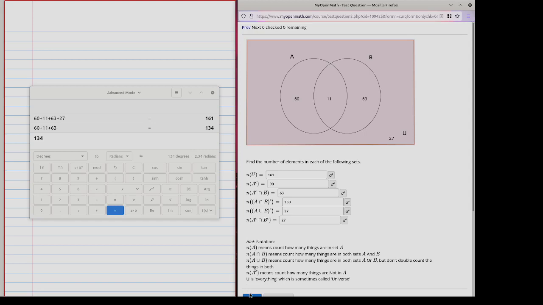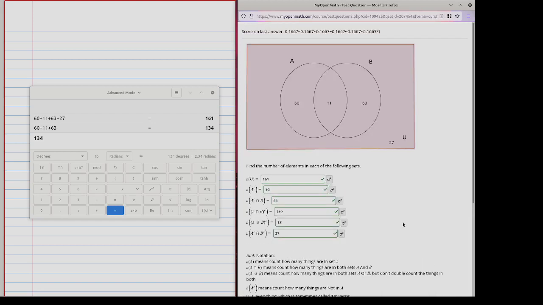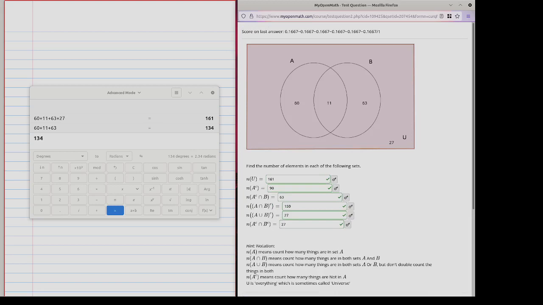Okay, and then cross your fingers for the green check marks, and you're good. Okay, good luck with these Venn diagram problems. If you know the symbols, they're really not too difficult. You just have to spend a little bit of time thinking about it. But get help if you need it.